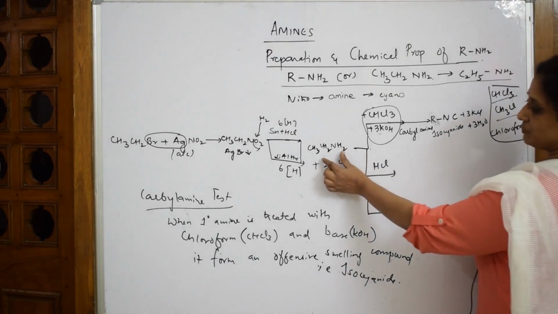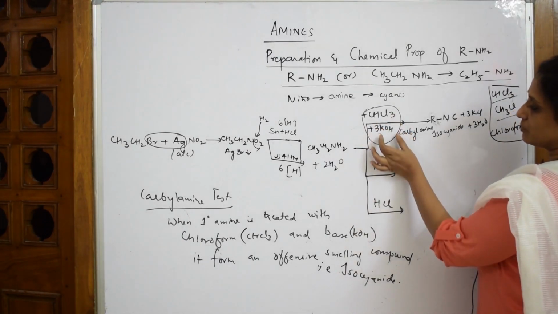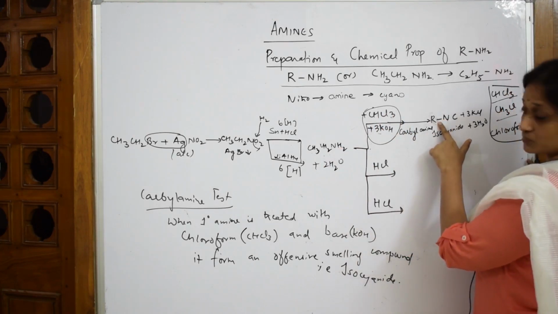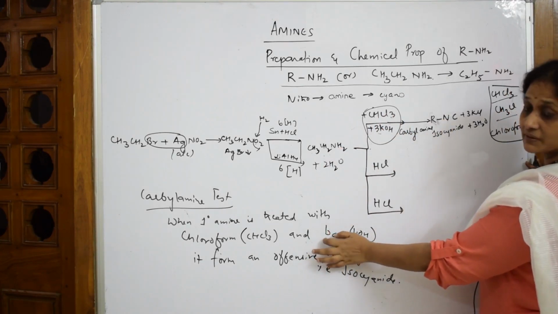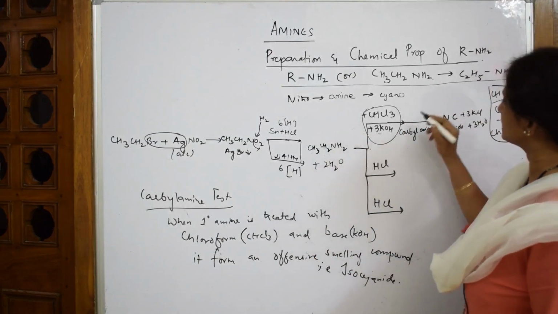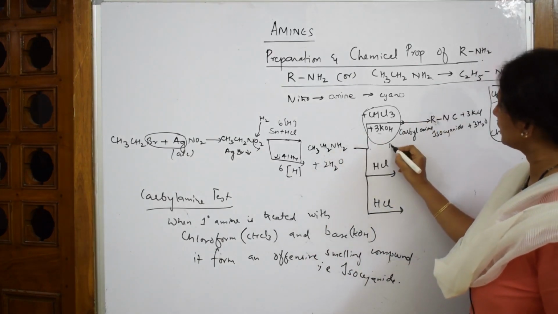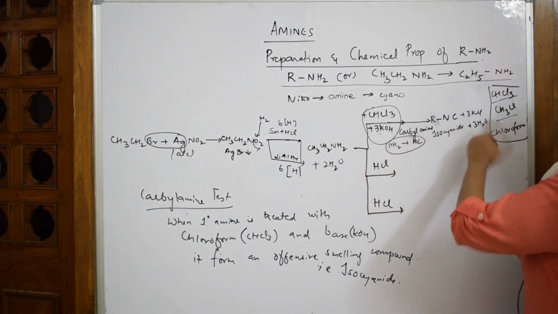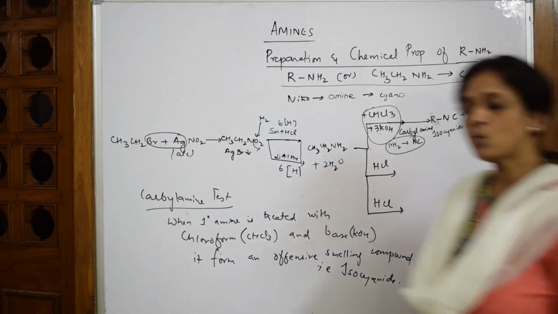Once again, an amine with chloroform and KOH is converted to an isocyano compound. This is called the carbylamine test. Amine to NC, amine to NC. So remember, NH2 to NC is the carbylamine test, along with KCl and water. Done.